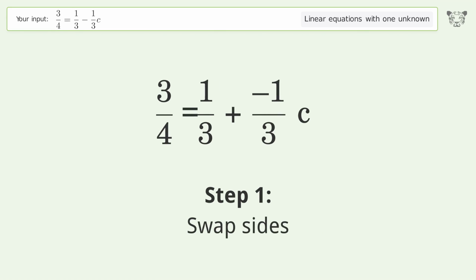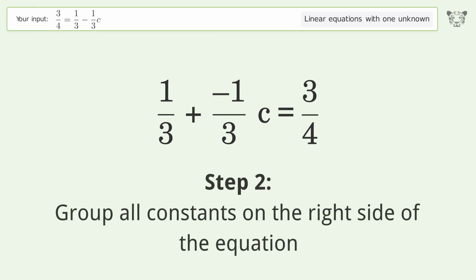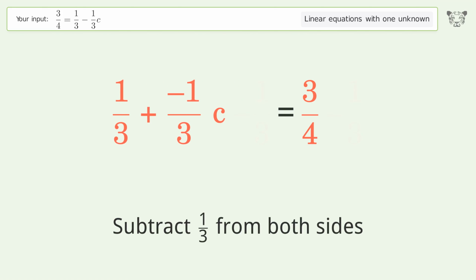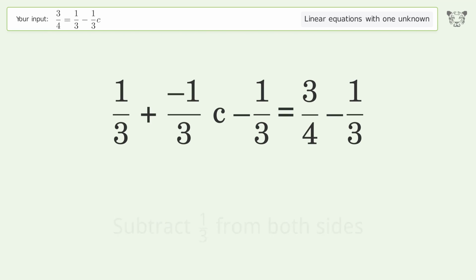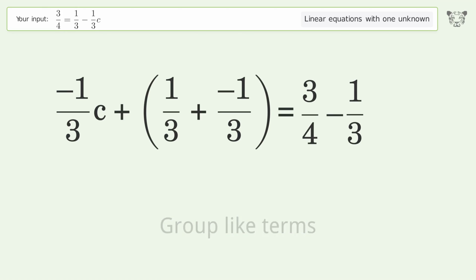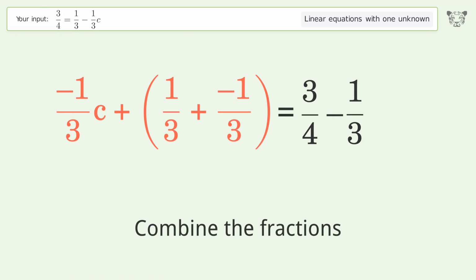Swap sides. Group all constants on the right side of the equation. Subtract 1/3 from both sides. Group like terms. Combine the fractions.